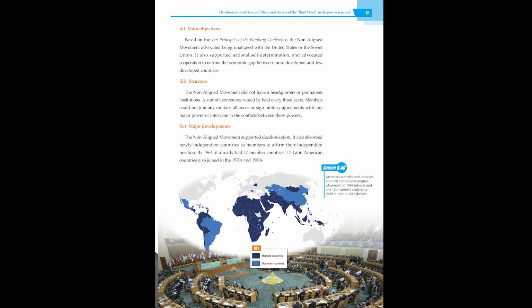4. Major developments. The non-aligned movement supported decolonization. It also absorbed newly independent countries as members to affirm their independent position. By 1964, it already had 47 member countries. 17 Latin American countries also joined in the 1970s and 1980s. Look at the source 9.40. Member countries and observer countries of the non-aligned movement in 1991 above and the 16th Summit Conference held in Iran in 2012 below.